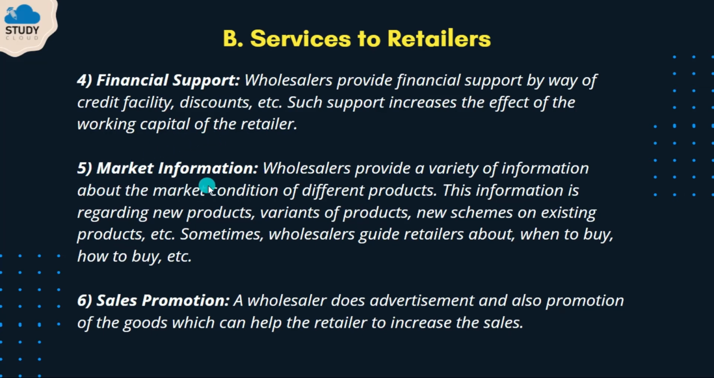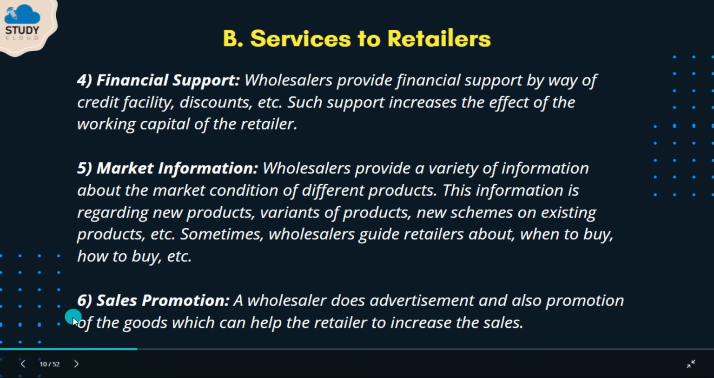Fifth is market information. Wholesalers provide a variety of information about the market condition of different products. This information is regarding new products, variants of products, new schemes on existing products, etc. Sometimes wholesalers guide retailers about when to buy, how to buy, etc. See, wholesalers get all the information about the products from the manufacturer, and the same information they can provide further to the retailers. So retailers can use that information to sell the goods and services to the customers in an effective manner.